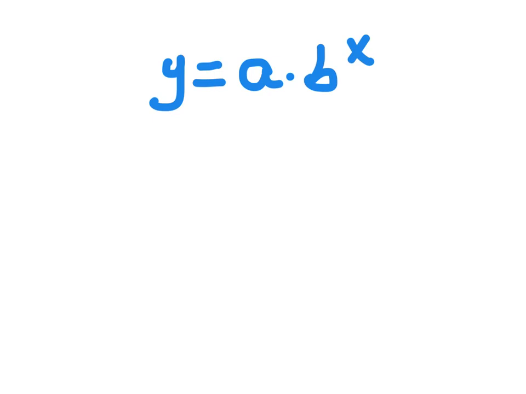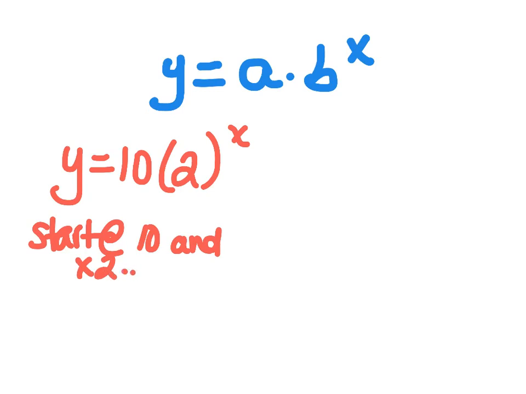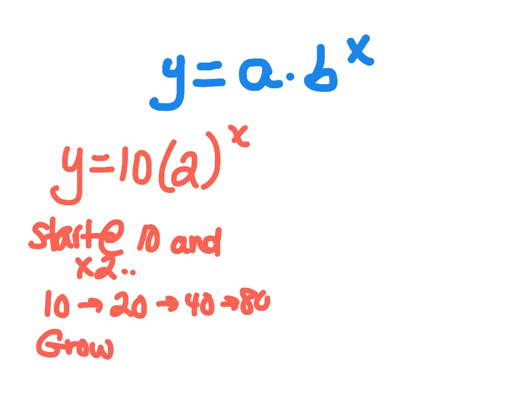Like for example, if I wrote this, y equals 10 times 2 to the x, the idea here is we know from before that we're starting at 10 and we're multiplying by 2 over and over and over again. So like 10 would then turn into 20, and then 40, and then 80, so on and so forth. So our numbers are growing, they're getting bigger.